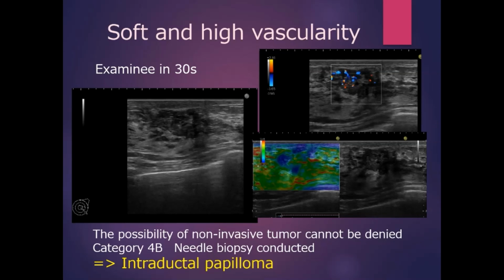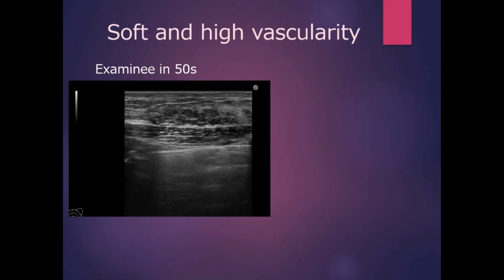This case had elasticity score 2, but the possibility of non-invasive carcinoma cannot be excluded, so it was judged as category 4B, and needle biopsy was conducted. It was intraductal papilloma. The area like this, which shows a partial hypoechoic area compared to surrounding mammary glands and is difficult to recognize as a mass, is expressed as non-mass forming in Japan. It needs DCIS and mastopathy differentiation.